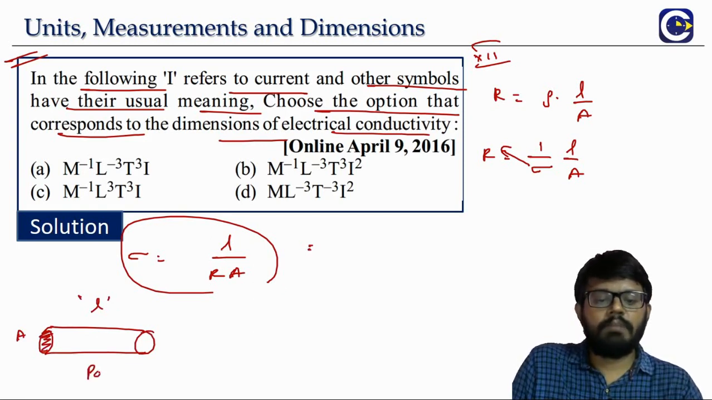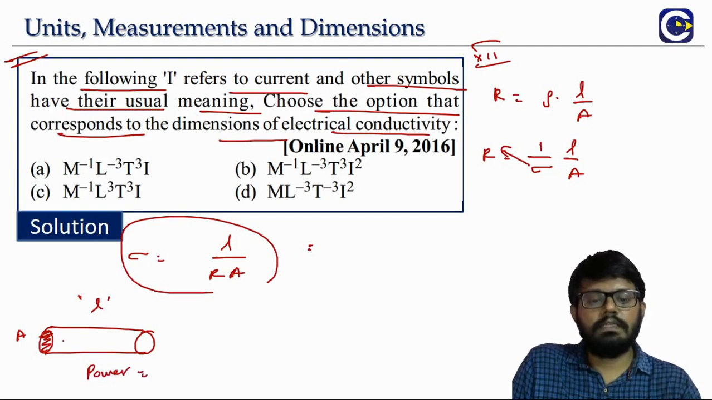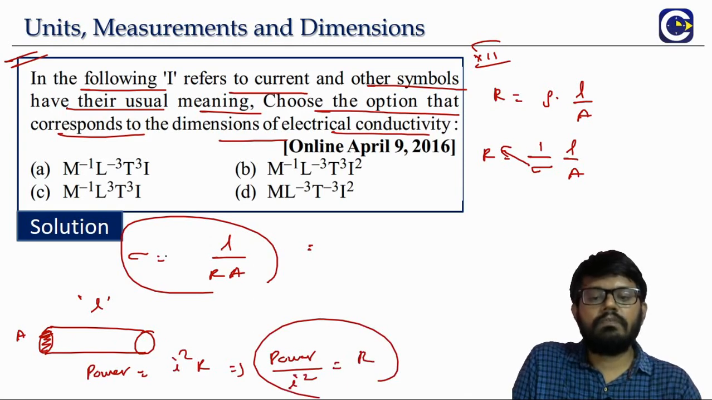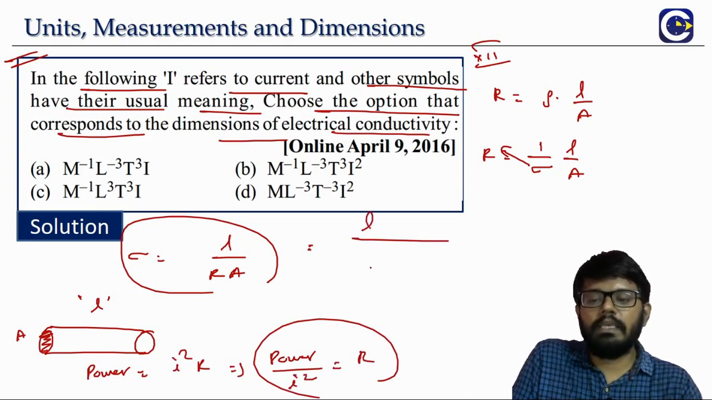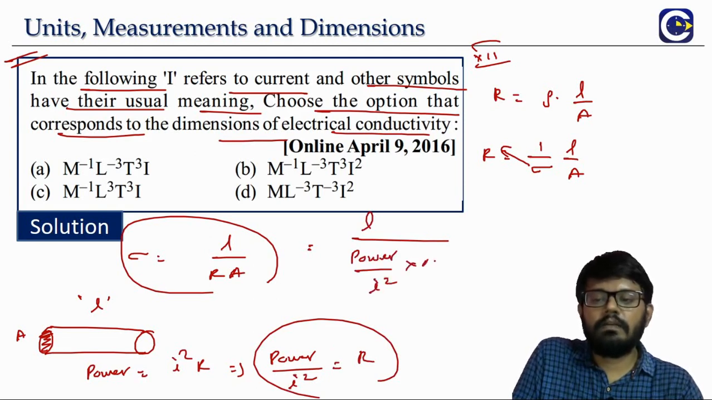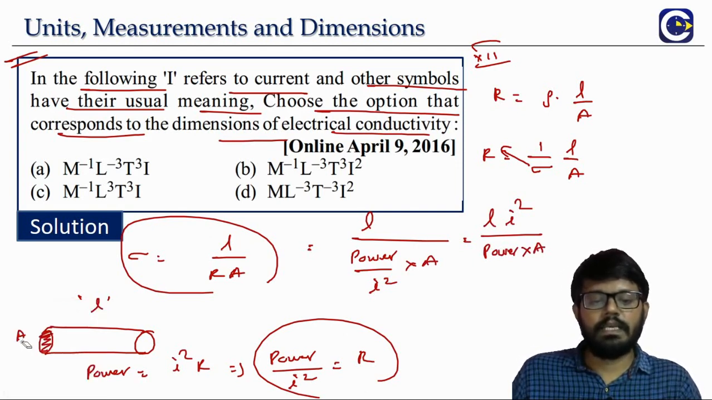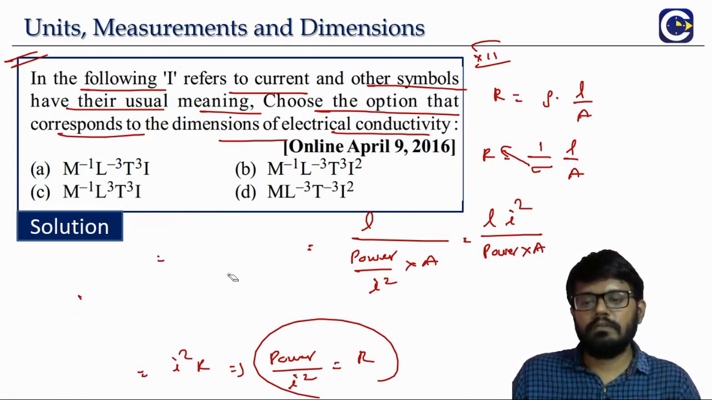Because if you calculate the power that is dissipated, the power formula is what? I square into R, means R is power by I square. I is current. So dimension wise, the conductivity is what? L by, in place of R what will we keep? Power by I square. I square will go to the numerator. What is it? L into I square by power into area. That's it. So once we get the basic expression right, now it is just about the substitution. This is sigma.